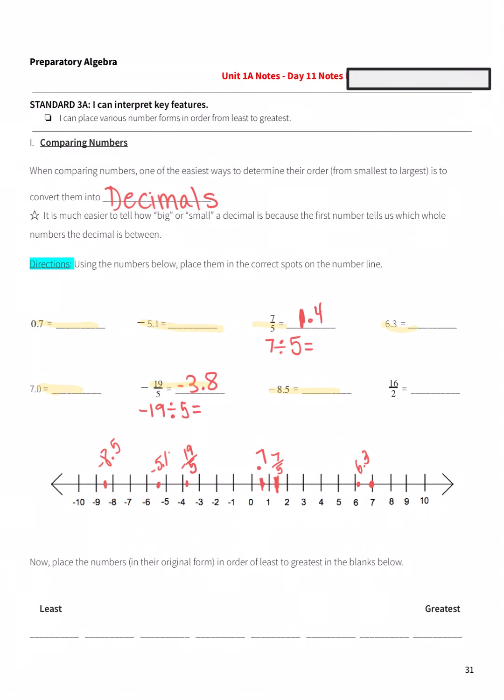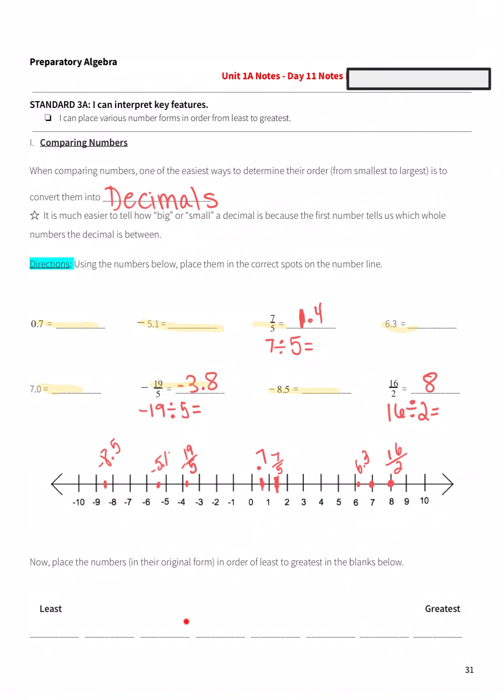And our last one right here is 16/2. Again, that is in fraction form, so our first step is to convert it to a decimal. 16 divided by 2 is equal to 8. So I would go on my number line and find 8 right here. And I'm writing it as 16/2 because that was what it was presented as in the problem, this fraction.